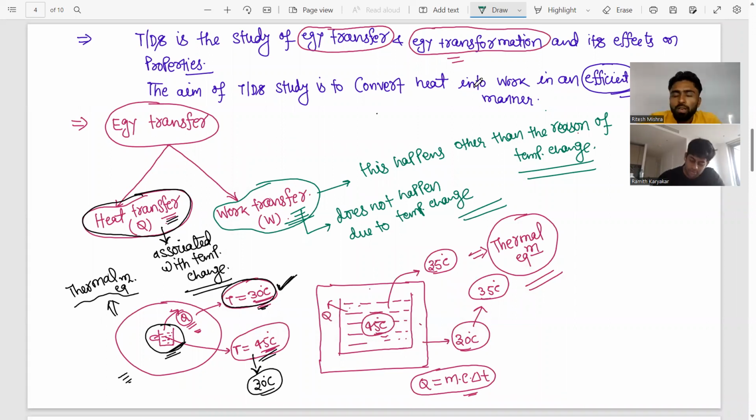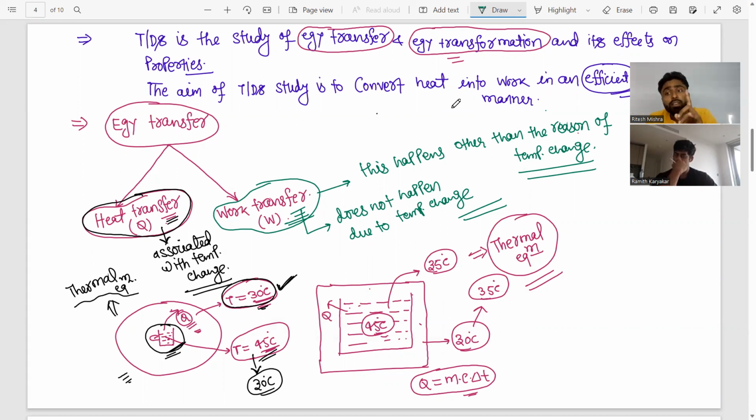As we have learned about the turbine, in the turbine we get the work, but in the compressor, we give the work. In the refrigerator also, and the heat pump also, we give the energy input. That will be your work transfer, and this work transfer does not happen due to temperature change.